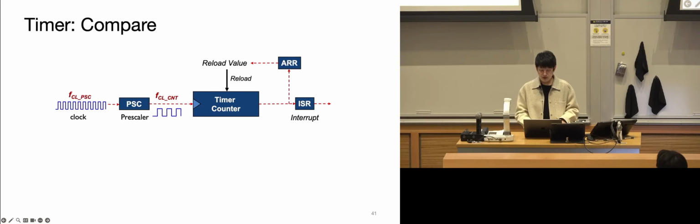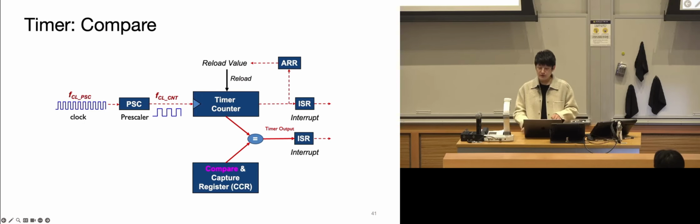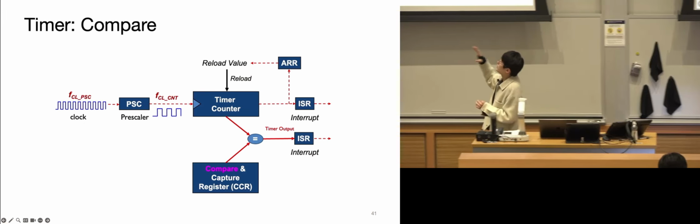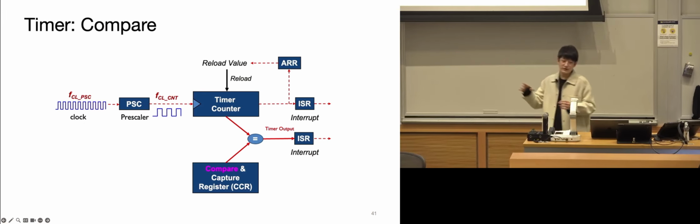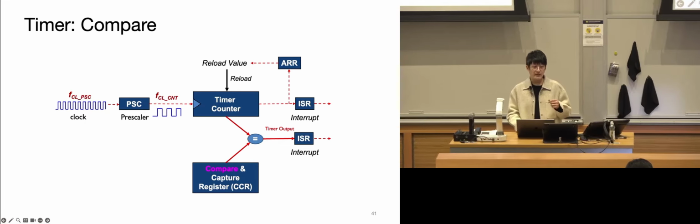For the compare mode, the timer is usually used for an output mode. So the capture mode is usually used for input mode. Compare mode is usually used for an output mode. This is when the timer is configured to generate an output signal.